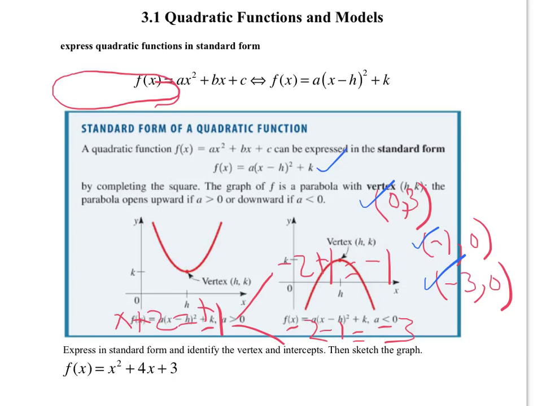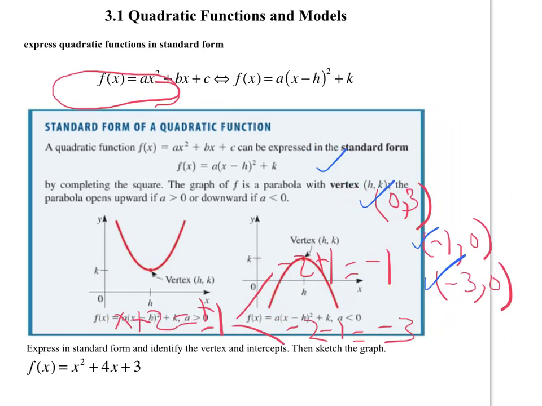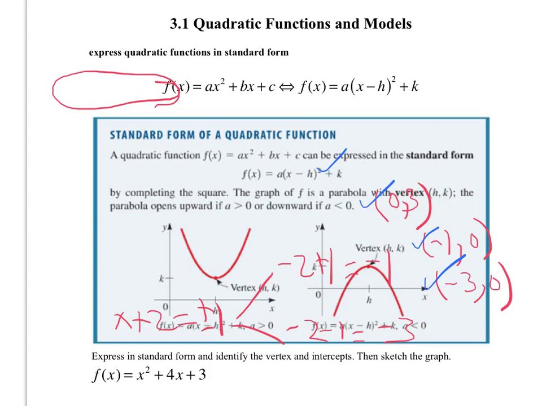In this section, among other things, your most important thing is being able to express quadratic functions in the standard form that lets you identify whether the parabola opens up or down, the graph being a parabola, and also to see what the vertex is. So the a tells you whether the parabola opens up or down.